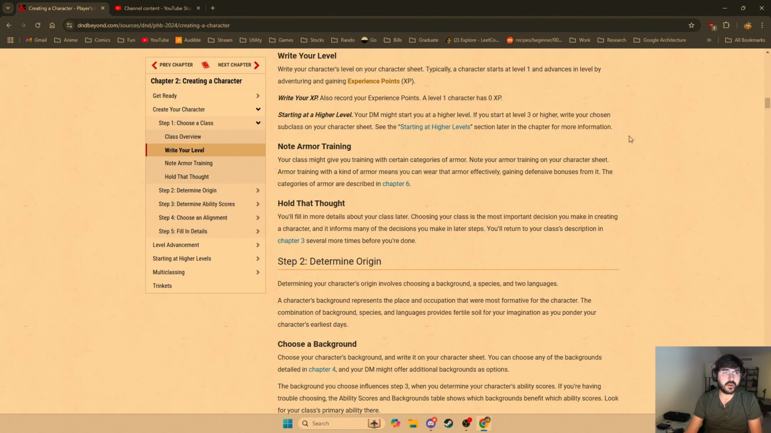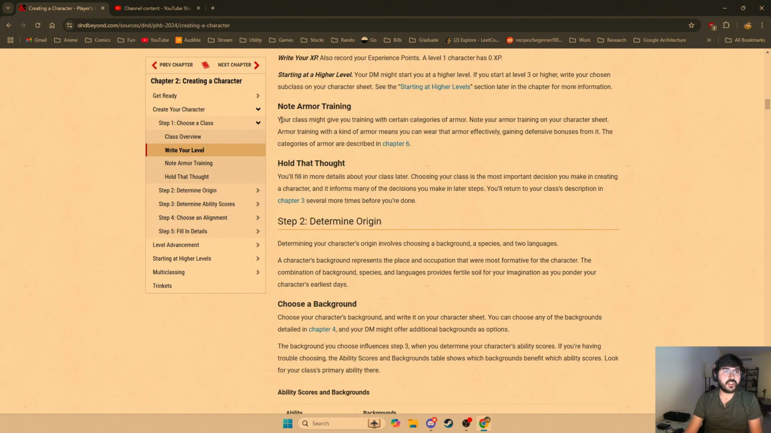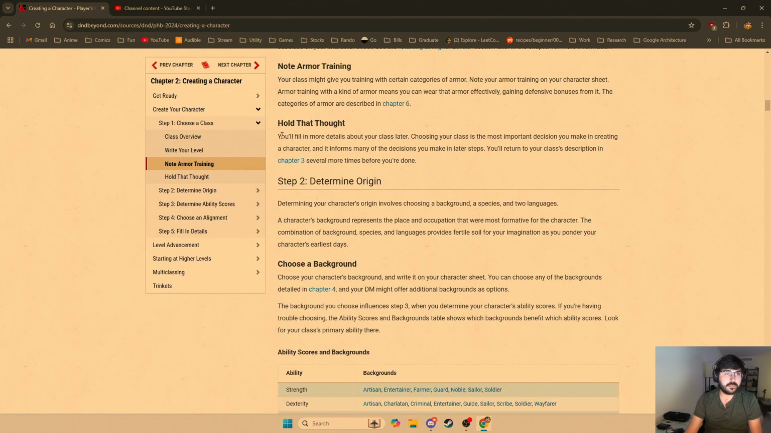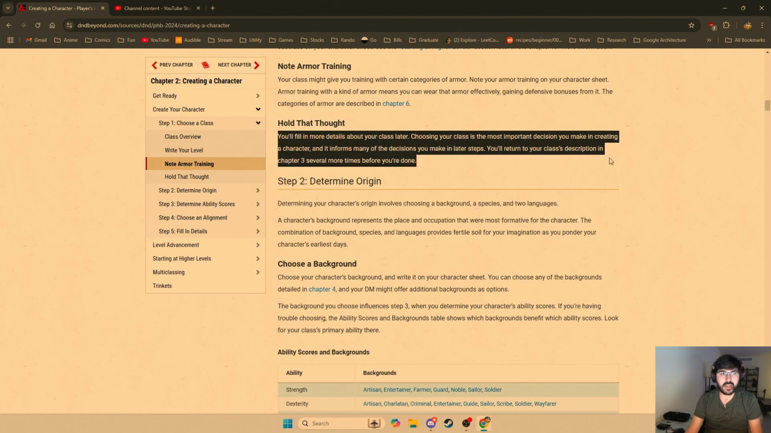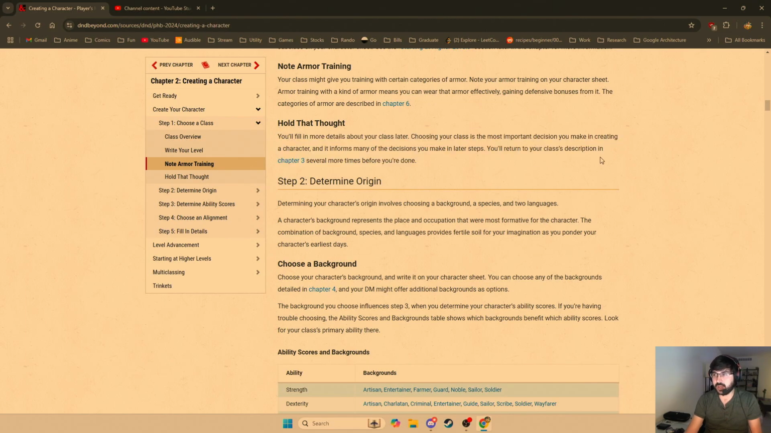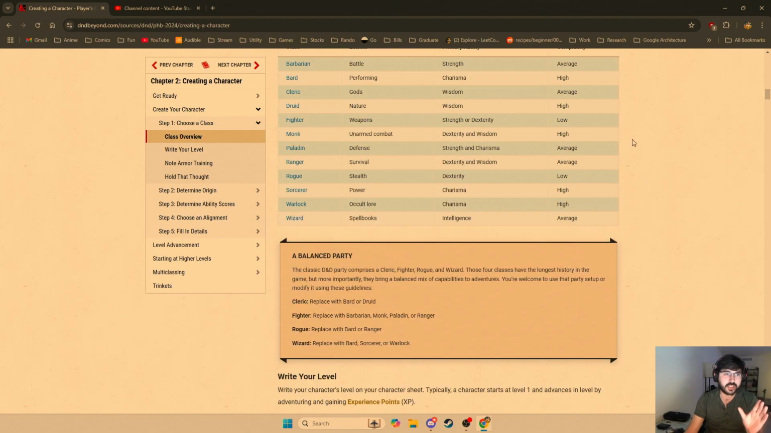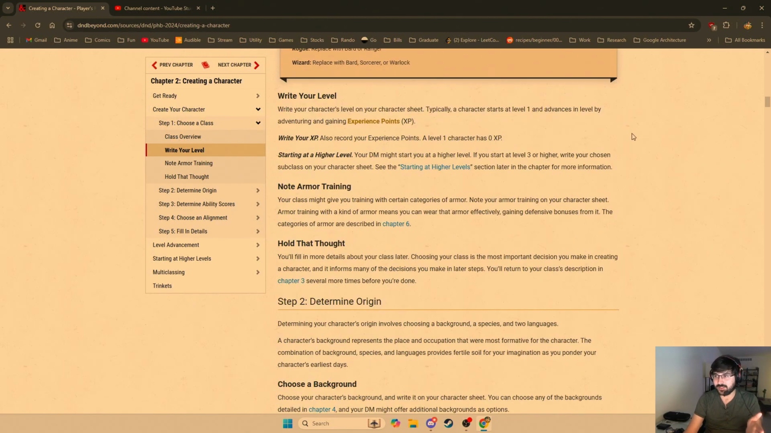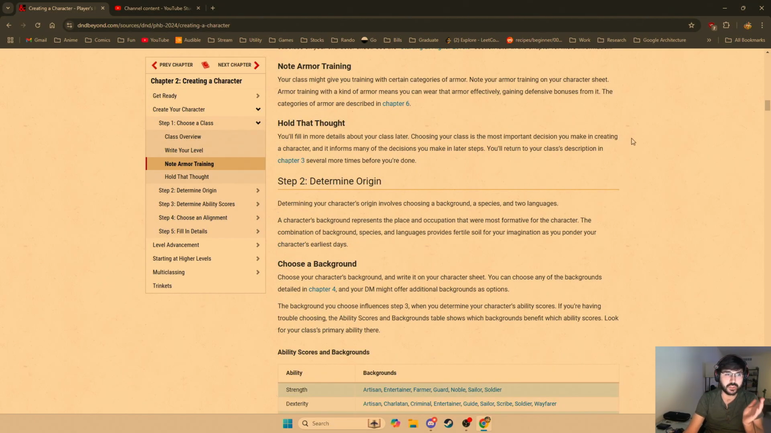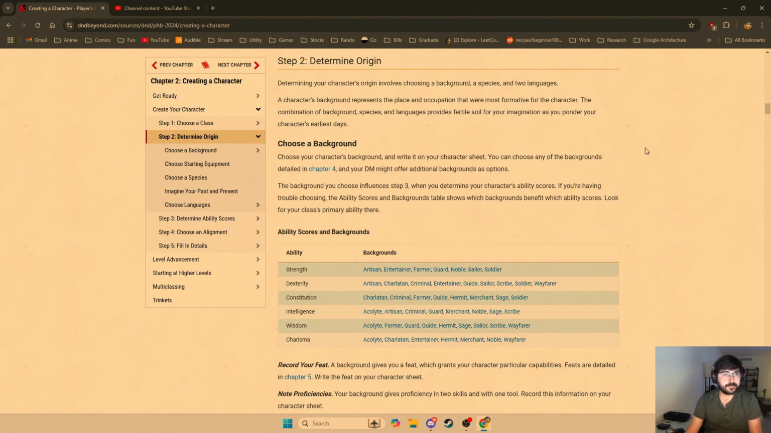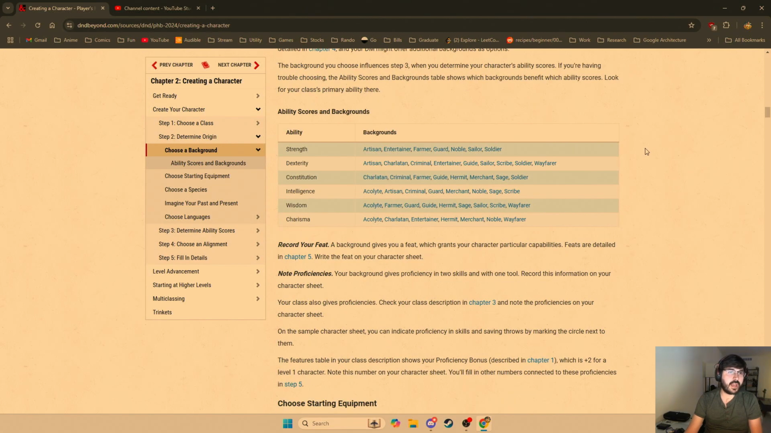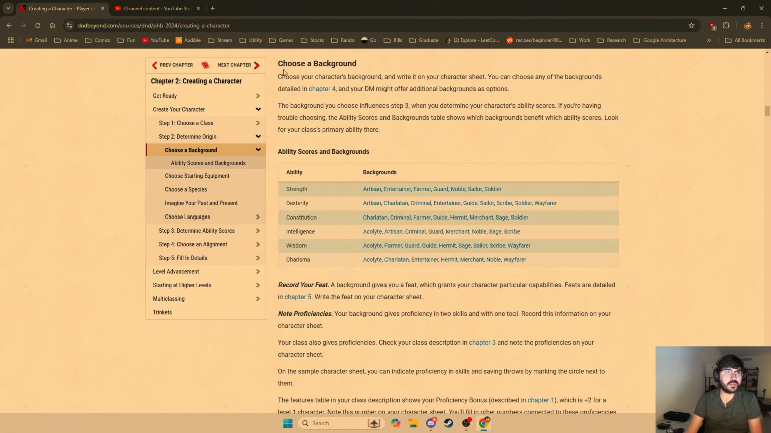Yeah, see right here, starting at higher levels. Each class gives you specific types of armor that you can go with, but we will get into that later on. I'll fill in more details on class later. They're extremely complicated, so we're not going to spend too much time. I already spent a lot of time simply talking about classes and balance. It's a huge topic. Then we have the ability scores.